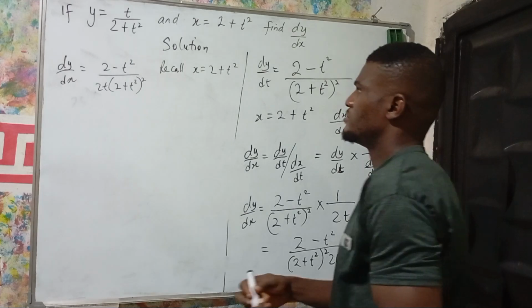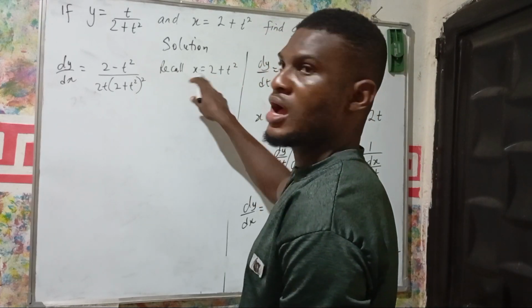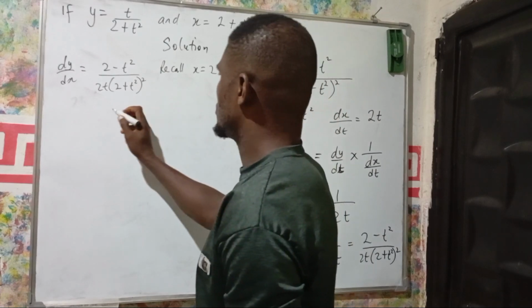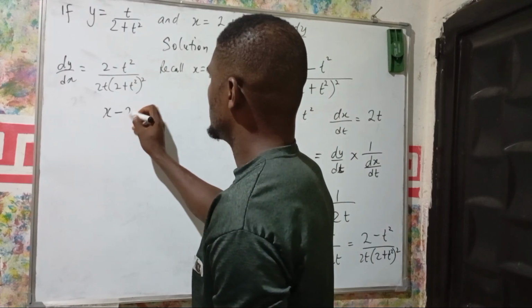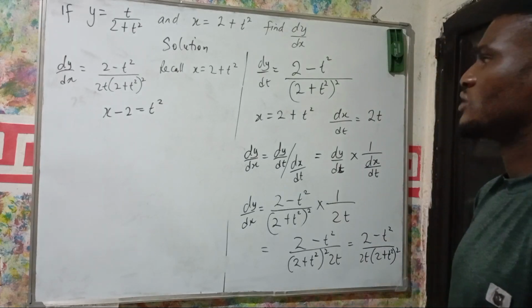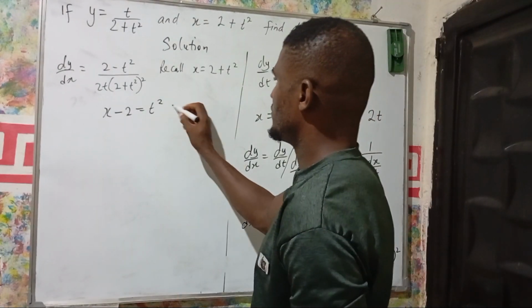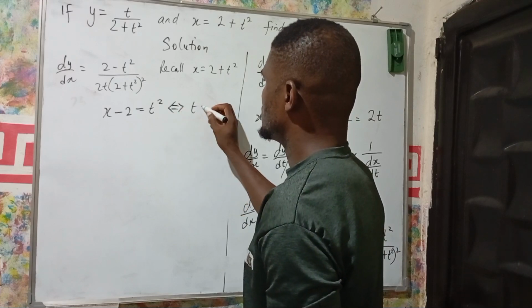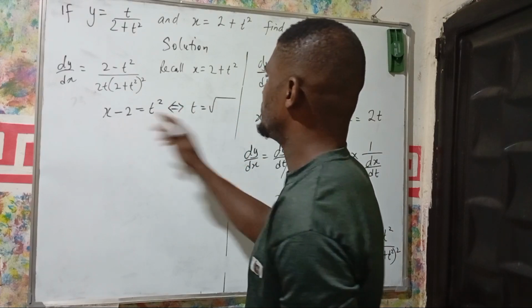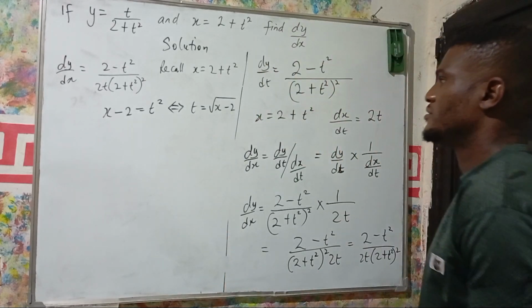What would t be? We will need to move our x to this part such that we now have x - 2 equal to t². Okay? So that's what we have as our t², which means that our t, taking the square root of both sides, would be the square root of x - 2. That is going to be our t.